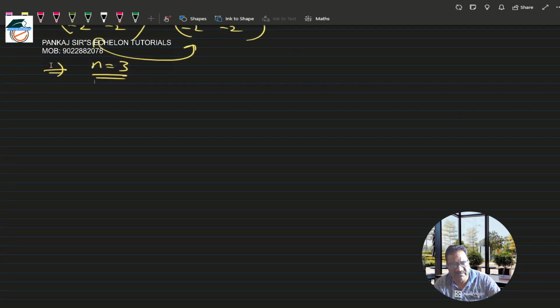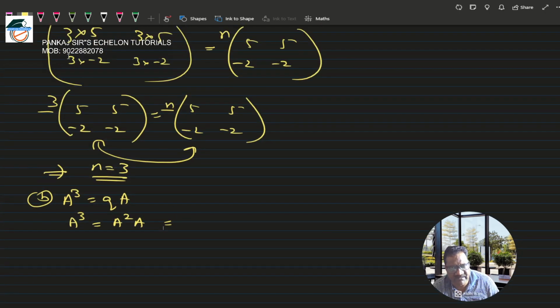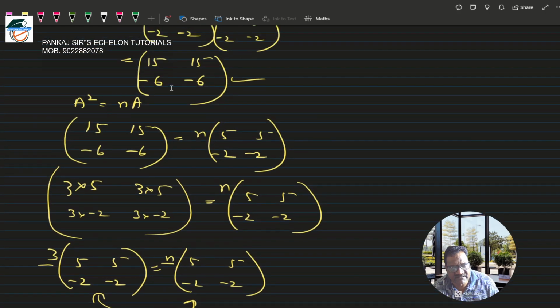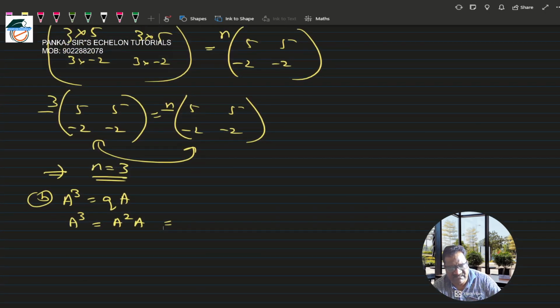Now let us go for the B part. B part says that A cube is equal to q times A, and you have to find out q. So first let me find out A cube. A cube can be written as A square into A. A square, just now I got it in this question. A square was [15, 15; minus 6, minus 6].